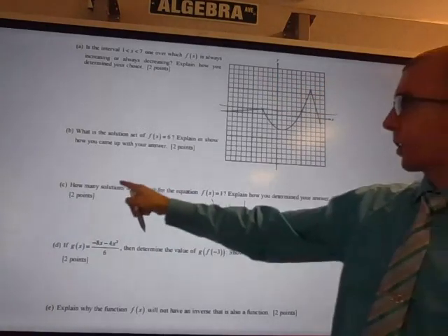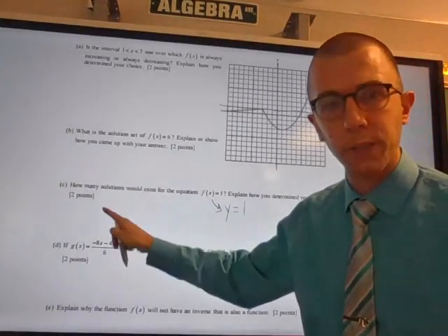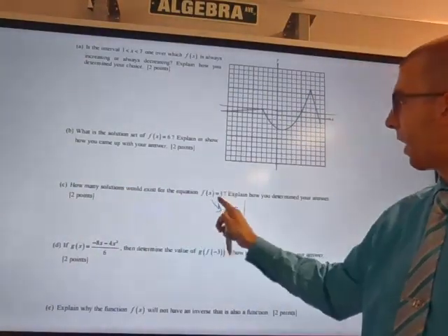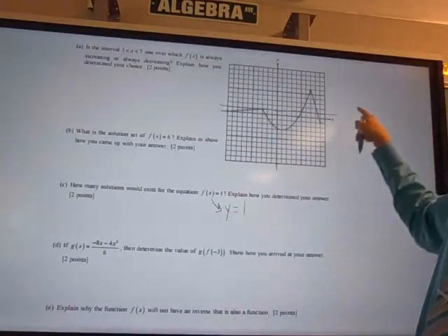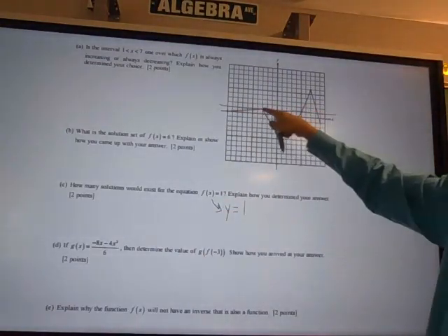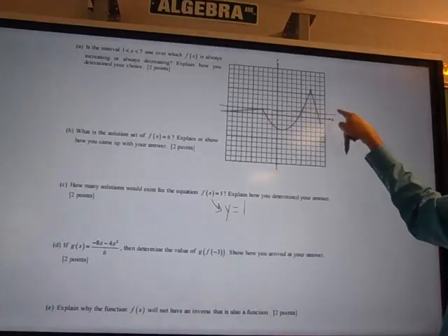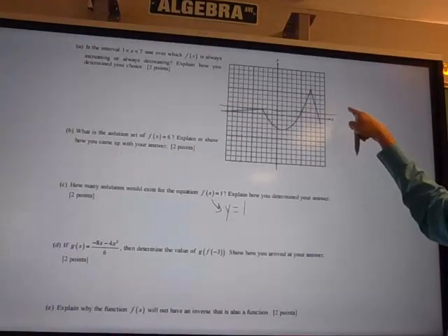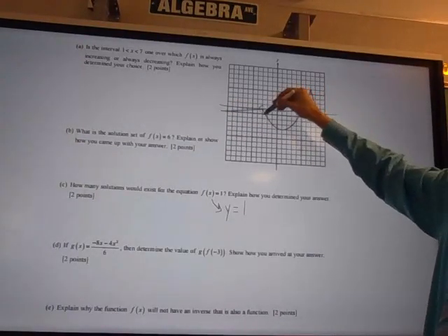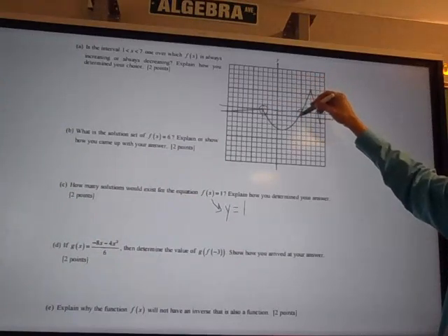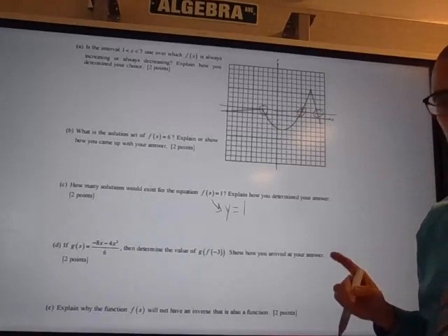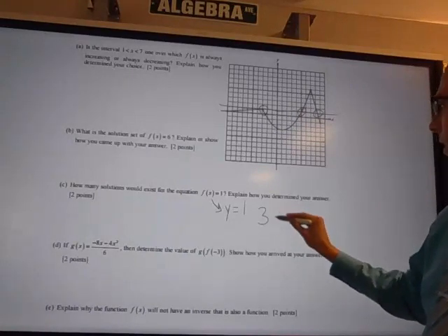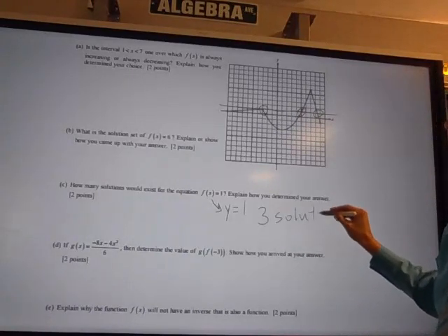If we're looking for solutions, again, we're looking for x values that solve this equation. And the x values that solve that equation are any points that hit that line that I drew in. So here we have 1, here we have 2, here we have 3. So there are 3 solutions.